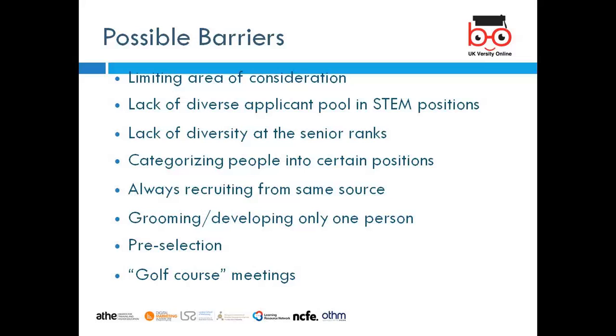Lack of diversity at senior rank is quite common in our organization: categorizing people into certain positions, recruiting from the same source, like always advertising on the internet for the same sources, grooming and developing only one person, pre-selection, and golf course meetings that are just meetings with nothing else, where we're not involving everyone.